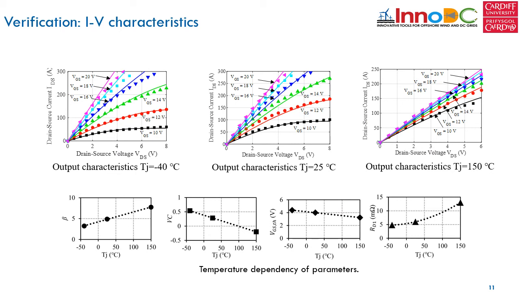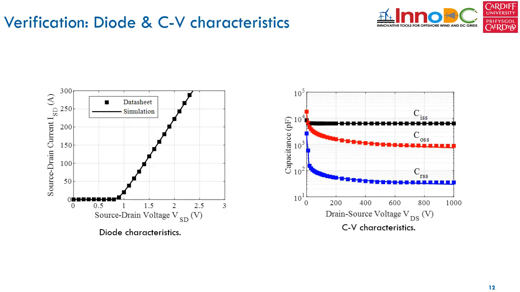Firstly, the static results are compared. The IV characteristics are compared under different temperatures with the datasheet, and the temperature dependency of the parameters are shown in this slide. The diode and capacitance characteristics are also compared with datasheets respectively. It can be seen that the simulated static characteristics can match the datasheet accurately.